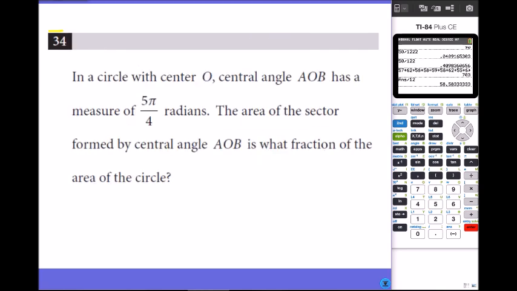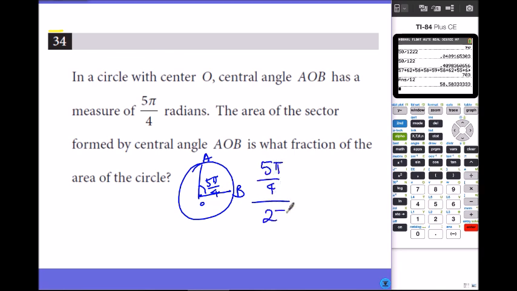34. In a circle with center O, central angle AOB has a measure of 5 pi over 4 radians. So here is O, so AOB has 5 pi over 4. The area of the sector formed by the central angle is what fraction of the area of the circle? So basically, you're looking for the ratio of this out of the whole thing. So what is the whole circle? 2 pi, 360. Pi is 180, and 2 pi is the whole circle, 360. So you're just looking for this ratio.